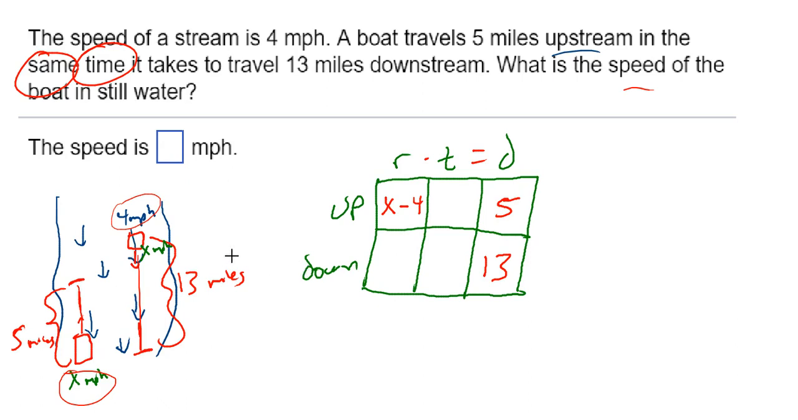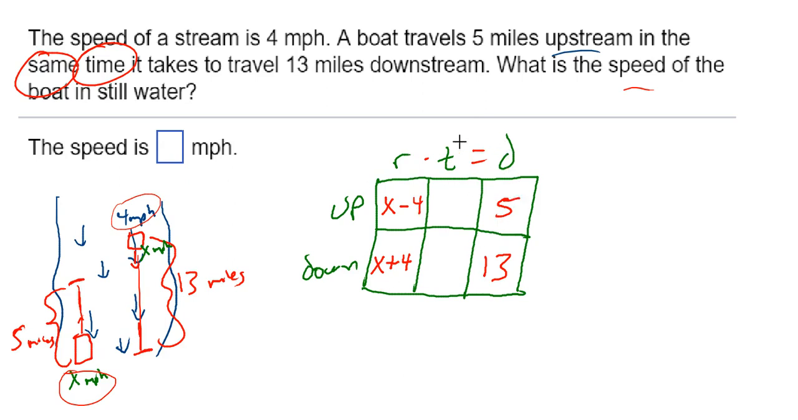The speed downstream, I think you probably can catch on to this pattern. The boat itself would be going X miles per hour on its own, but it's getting a boost from the current of 4 miles per hour. So the net speed of the boat downstream will be X plus 4 miles per hour. And that leaves the time column as the empty column that we need to fill in using this information.